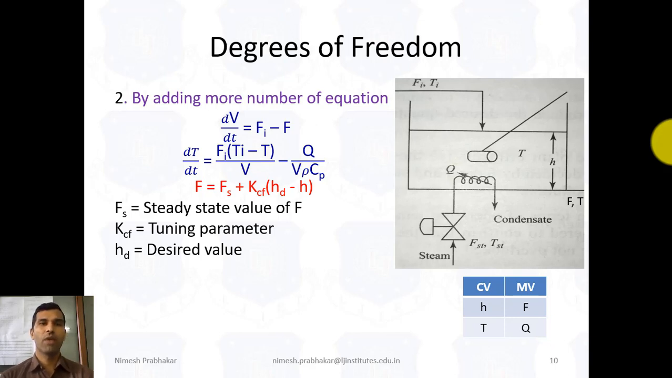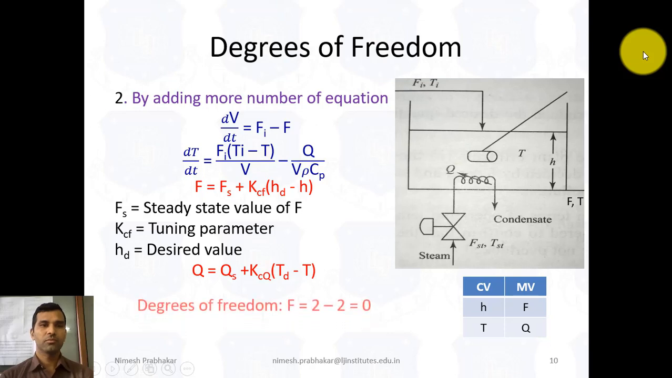So here we have added one equation, and we can also add a second equation, the relation between T and Q: Q equals Qs plus Kcq times (Td minus T). Here Qs is the steady state value of Q, and Kcq is likewise the tuning parameter, and Td is the desired value of the temperature. So by adding these two equations we can solve this system.